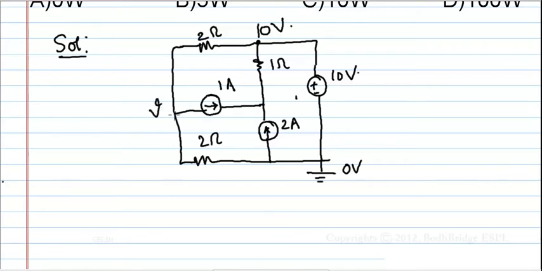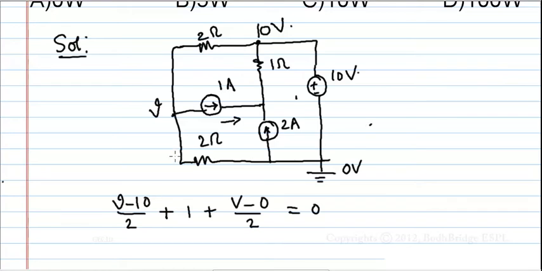So applying KCL at this node, we can easily see that (V minus 10) by 2, plus 1, which is the leaving current in this branch, and (V minus 0) by 2 equals 0. We got this circuit as an equivalent circuit by adding the two series resistors here, each of 1 ohm and 1 ohm, to get 2 ohms. The same applies in this branch also.